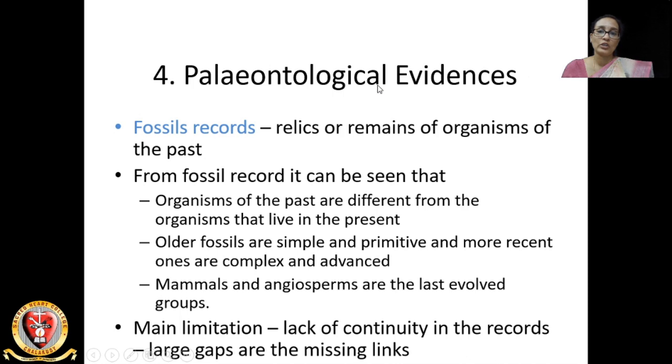The fourth type of evidence that supports organic evolution is paleontology. Now in the previous videos, we talked about what fossils are and how fossils are made, how fossilization takes place. Fossil records are relics or remains of organisms that lived in the past. These fossil organisms of the past look very different from the organisms that live in the present. Older fossils are more simple and primitive, whereas the more recent ones are complex and more advanced. Mammals and angiosperms are the last evolved groups. However, the main limitation or problem with paleontological evidences is a lack of continuity in the records. There are a large number of gaps. There are a lot of missing links between these organisms.